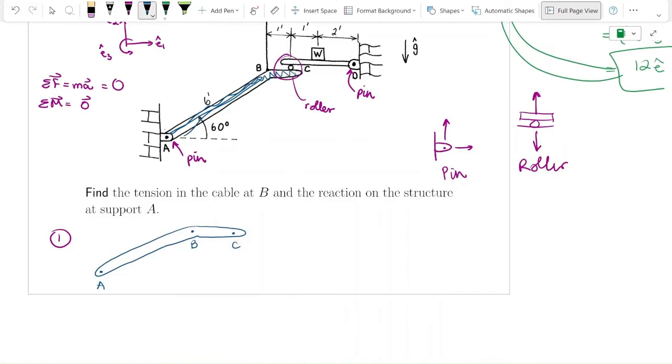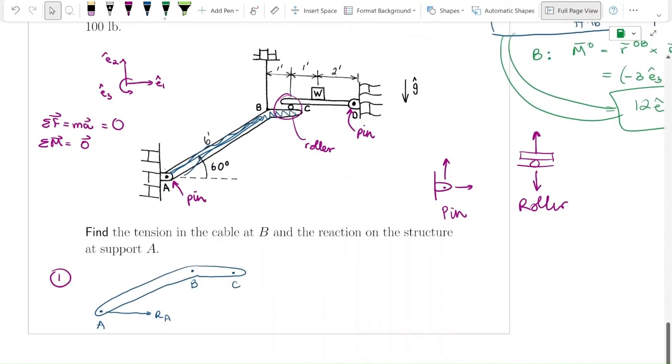We can decompose that force into a reaction force from A in the E1 hat direction, right? Let's draw our frame here, E1 hat. You should always draw your frame with the free body diagram. And then we also have some force in the orthogonal direction. So RA1, RA2.